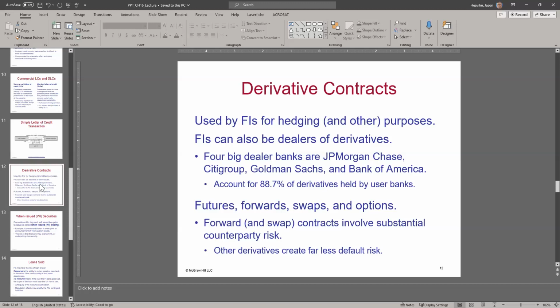Now, forward and swap contracts involve substantial counterparty risk. Options and futures have their own set of risks. However, forwards and swaps are riskier in that sense.